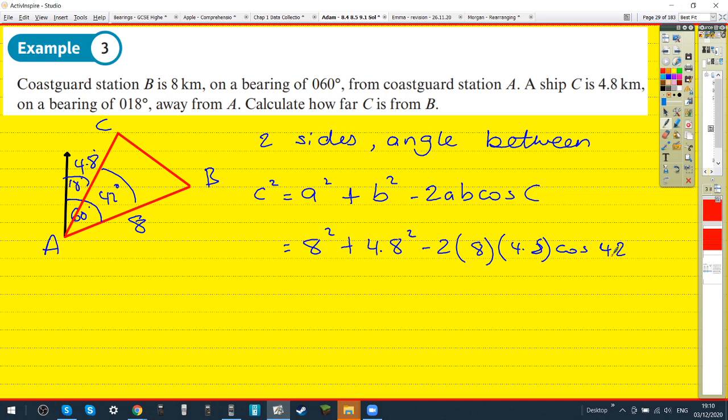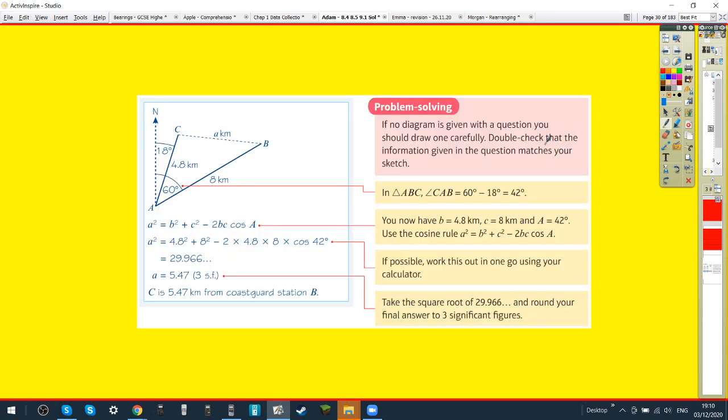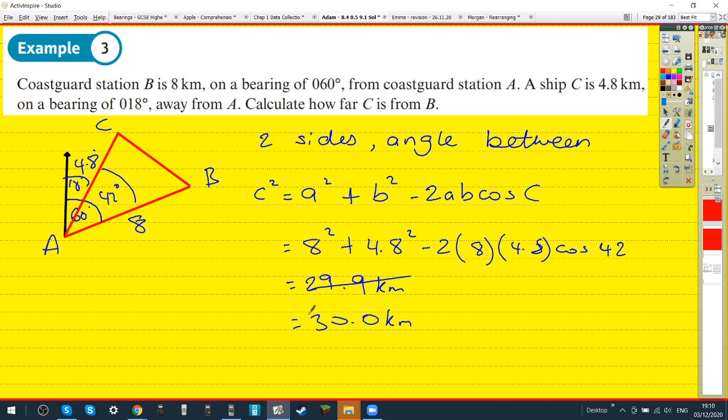I got 29.9 or 30 kilometers. Is it that or 30.0? Well, if you rounded it to one decimal place, it would be 30.0. So we'll go with 30.0 then. 30.0 kilometers, 3 significant figures. And then you square root that. Oh, you have to square root it. Yeah, so just square root the answer.